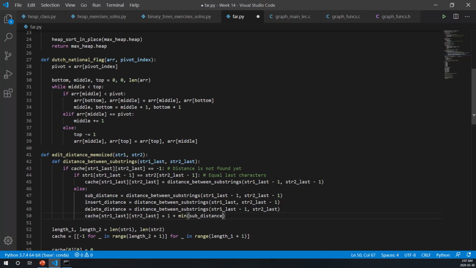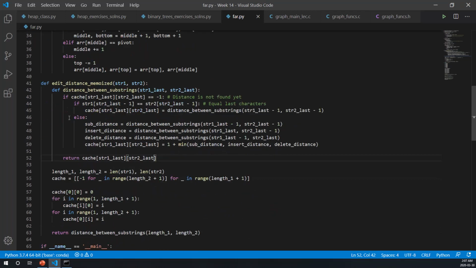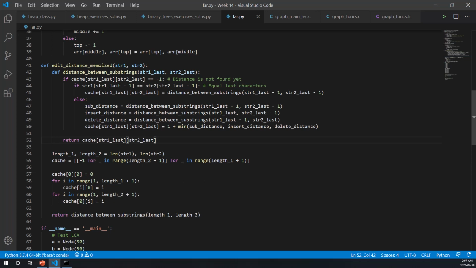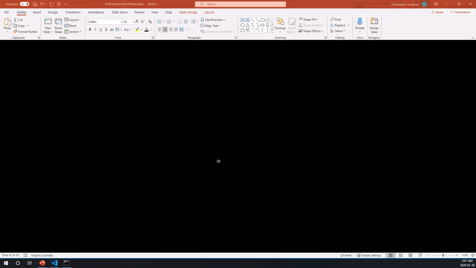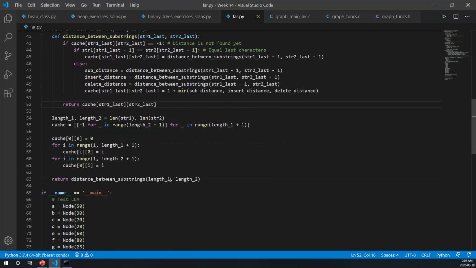So between the sub distance, the insert distance, and the delete distance. Now, when I'm done with that, I can just return the cache at the very last element, right? Because when I'm done with this recursion, this mini function within a function is just going to return whatever the cache should have been. And notice that if it was not equal to -1, it would have just skipped all of this recursion and immediately returned what was in the cache. So there's the beauty of memoization here.